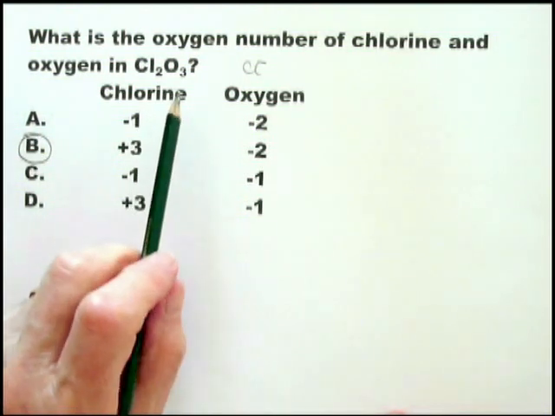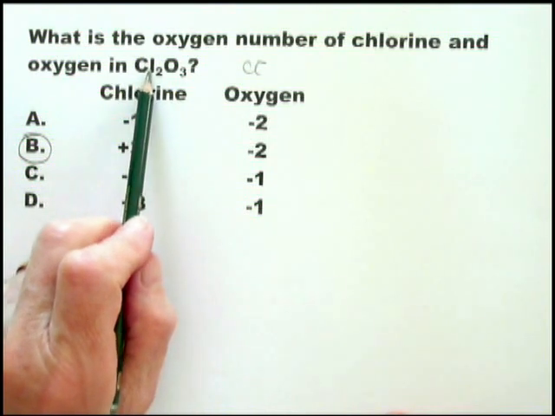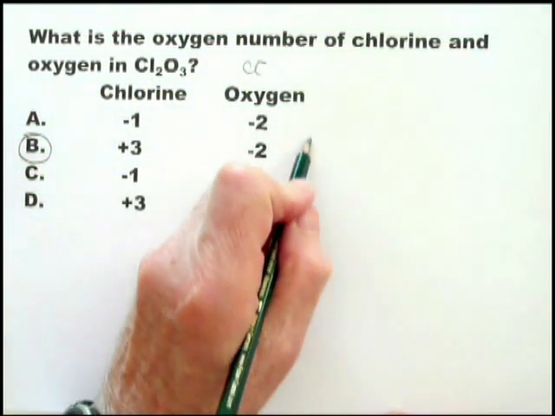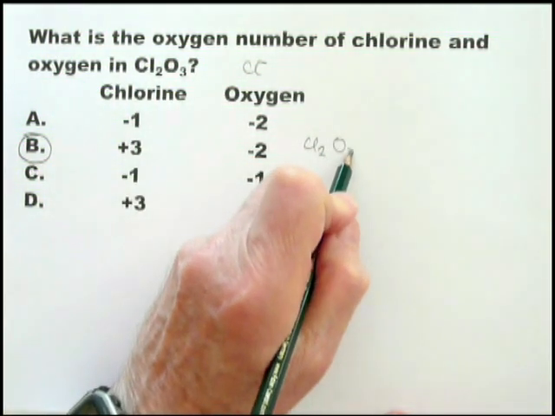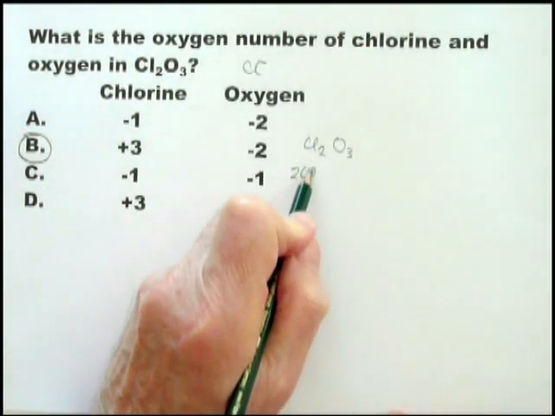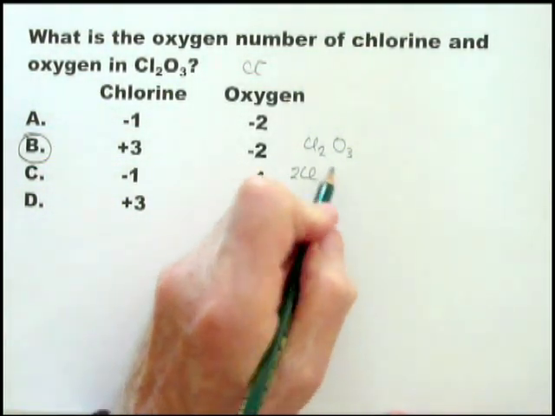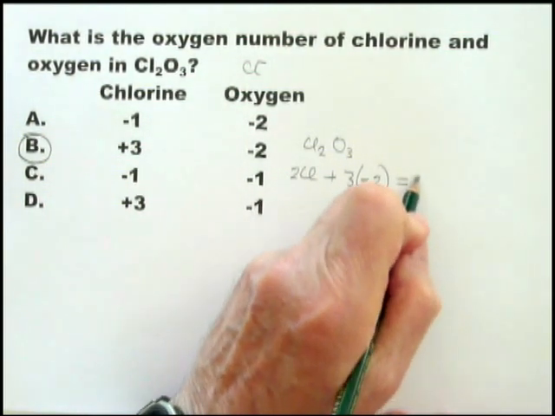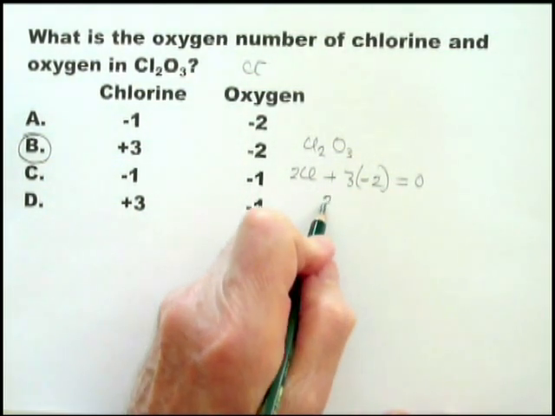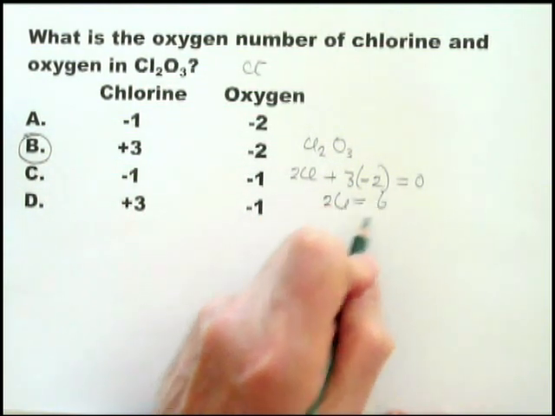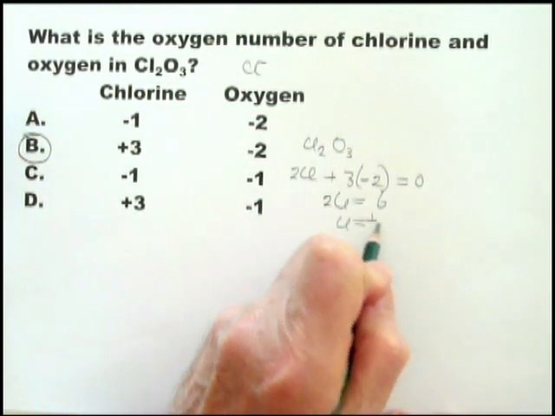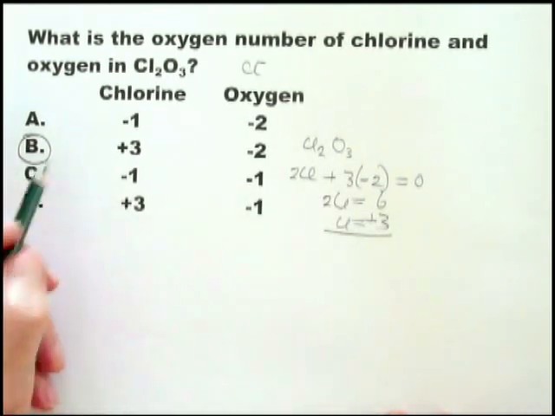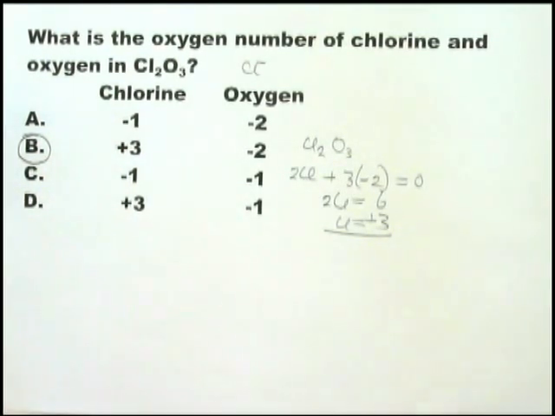Now let me prove to you that this does have an oxidation number of plus 3. We've got Cl2O3. There's 2 oxidation numbers of chlorine plus 3 times minus 2 equals 0. And therefore 2Cl equals 6. Cl equals plus 3. Therefore confirming that.